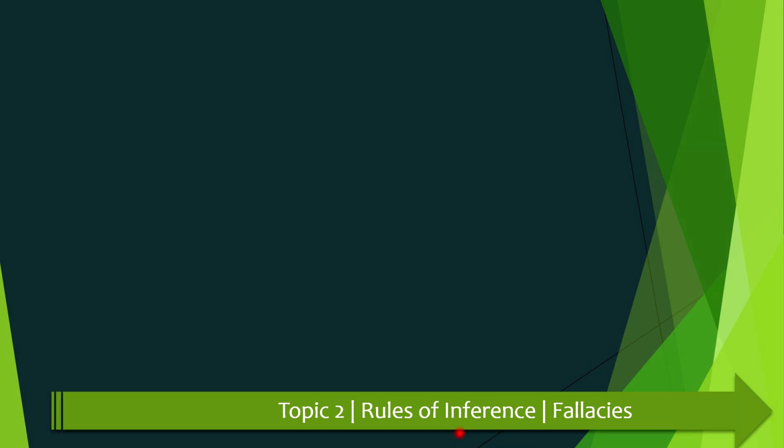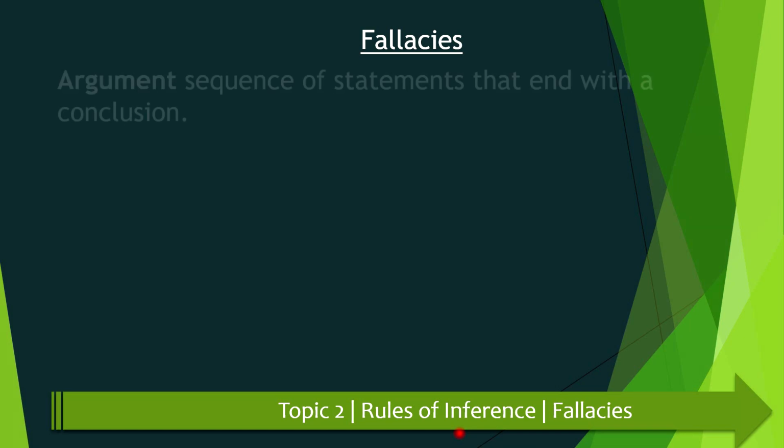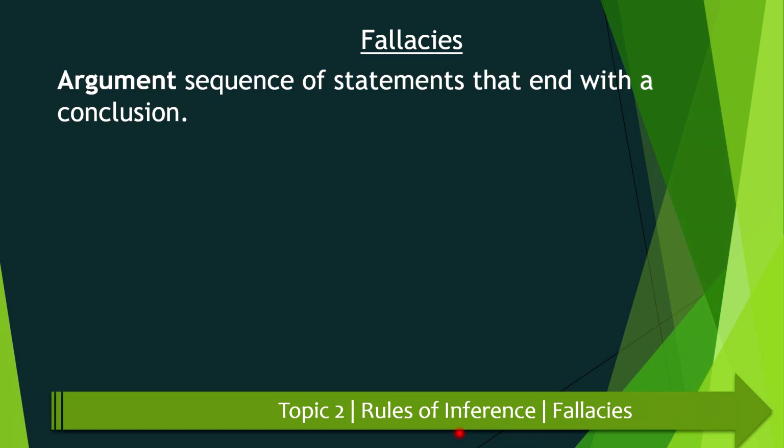Okay, now we will talk about fallacies. Several common fallacies arise in incorrect arguments. And going back to the topic before, the rule of inference. An argument is a sequence of statements that ends with a conclusion.